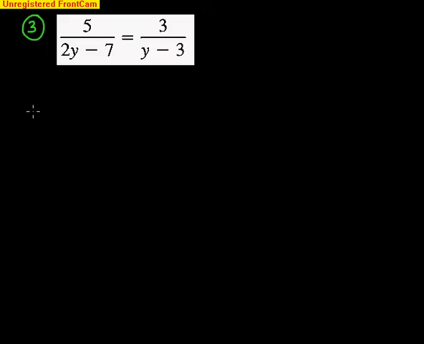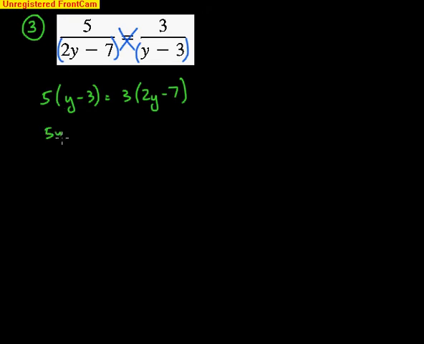Okay, our next question is going to be a proportion question. Okay, and here is our proportion we're going to do. 5 over 2y minus 7 equals 3 over y minus 3. So we're going to cross multiply, and I'm going to put these binomials in parentheses, because when you cross multiply, you need to make sure you distribute across that. So we'll just do 5 times (y minus 3) equals 3 times (2y minus 7).